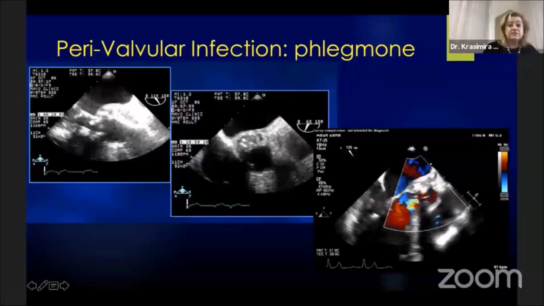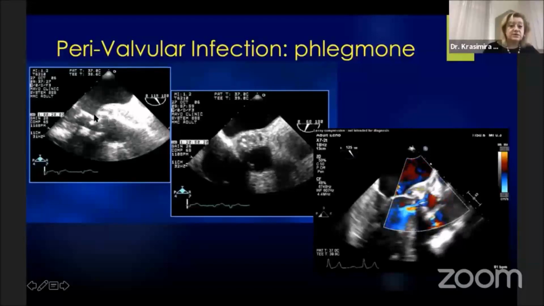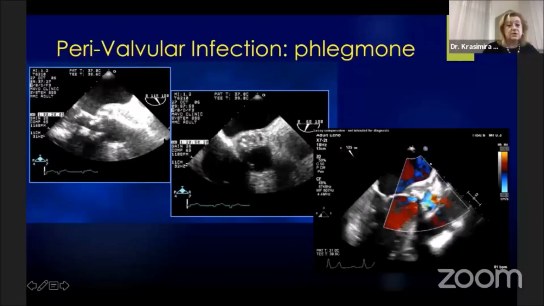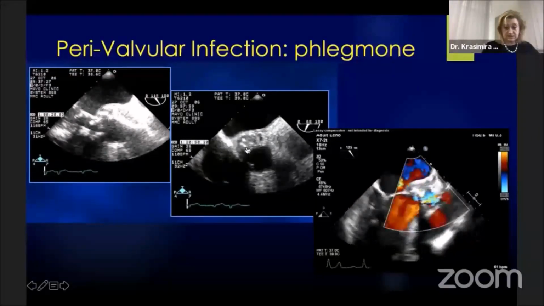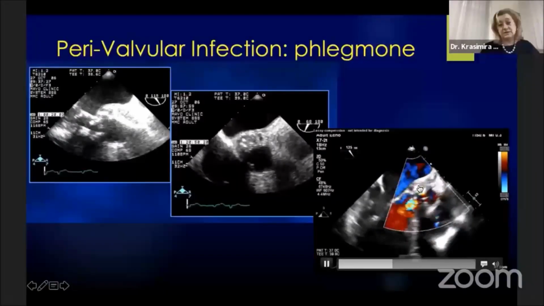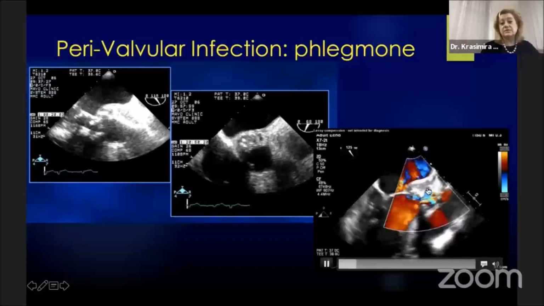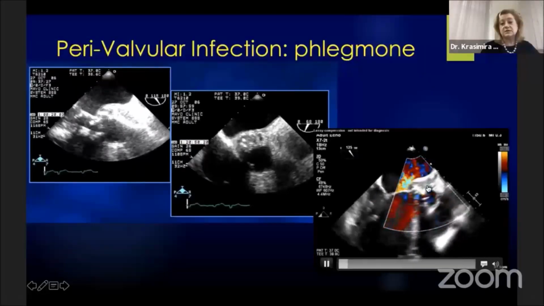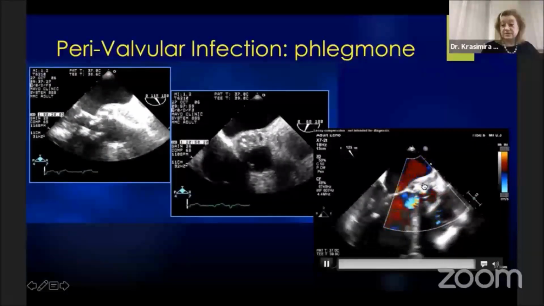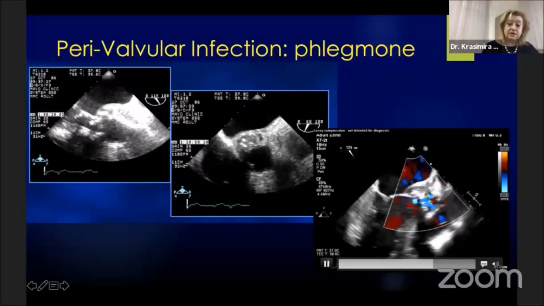This is one perivalvular infection, a phlegmon, which you can see from the aortic valve. Here it is still moving, and this is how it looks with the vegetation and this phlegmon. This patient was sent directly for cardiac surgery.